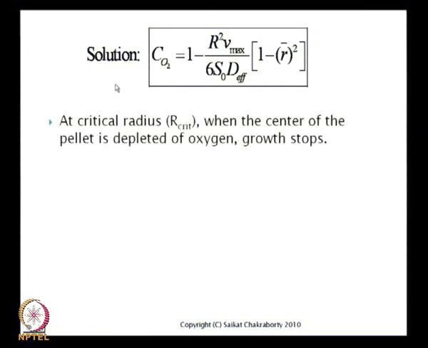So let me show you the definition of that. The critical radius is defined as that radius when the center of the mold is depleted of oxygen, and if the center of the mold is depleted of oxygen, then the growth stops, because the thing has to push from outside, you know. So this is a radius that we want to evaluate, and how would we evaluate that?